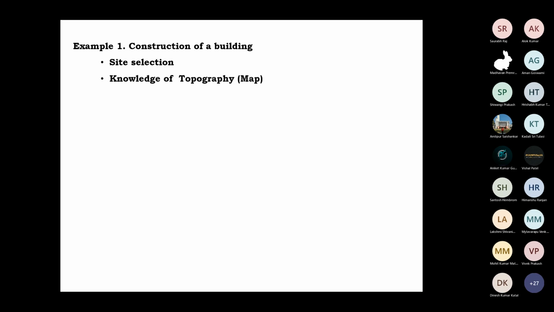Okay, in a map I can see where the hill is, where that side of the structure is. By the map I can see, otherwise I have to visit the site. If there is a map, I can see it in the office. Okay, what is happening on this land? What structures are there, what topography is there?